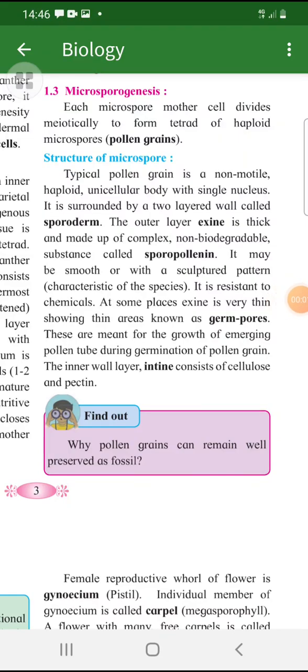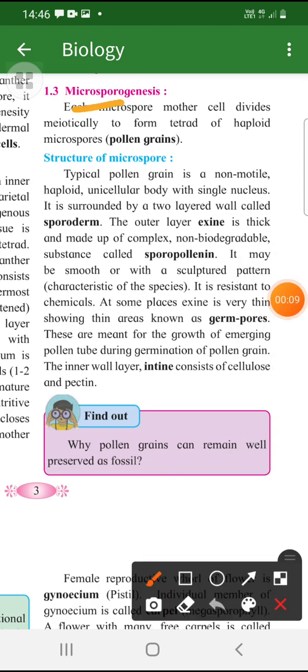We'll start with microsporogenesis. The word itself says micro, the very smallest part. So, if you have to remember this word, microsporogenesis, genesis means formation. So, we are going to talk about the formation of pollen grains. So, it's clear microspore means pollen grains.